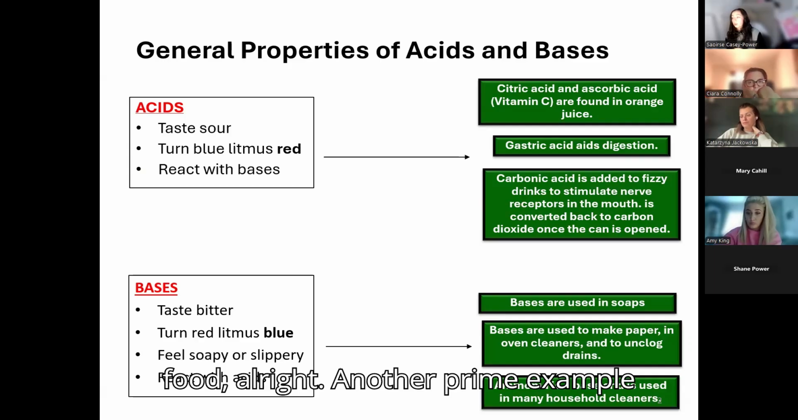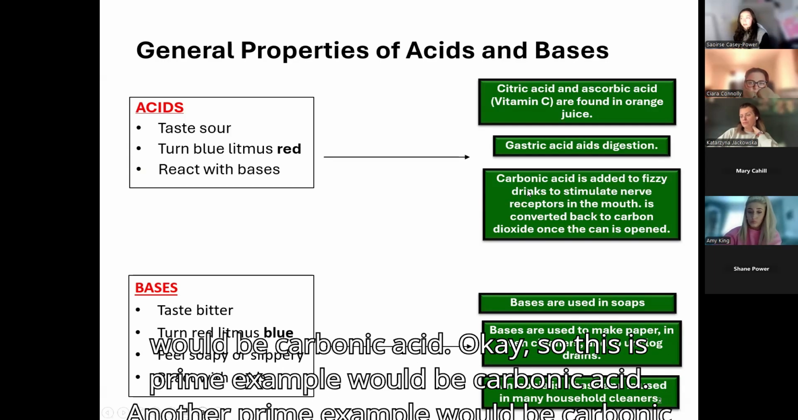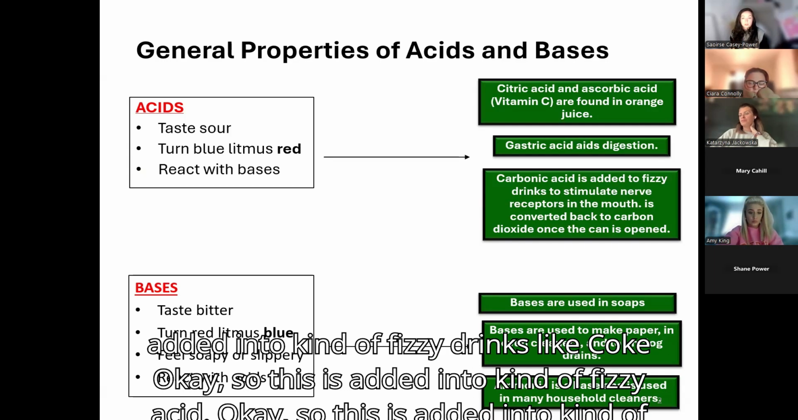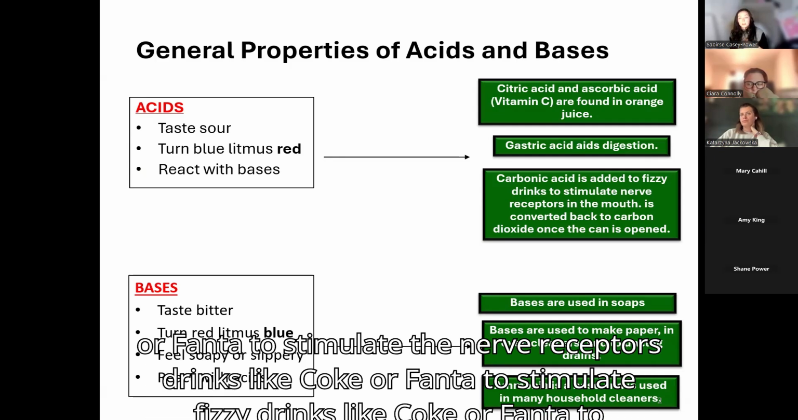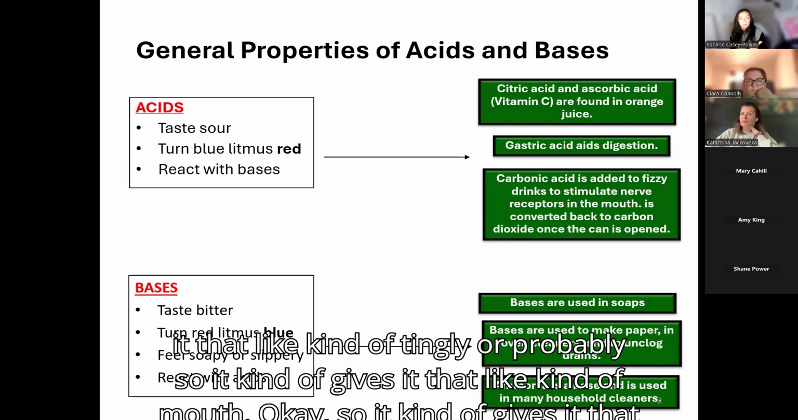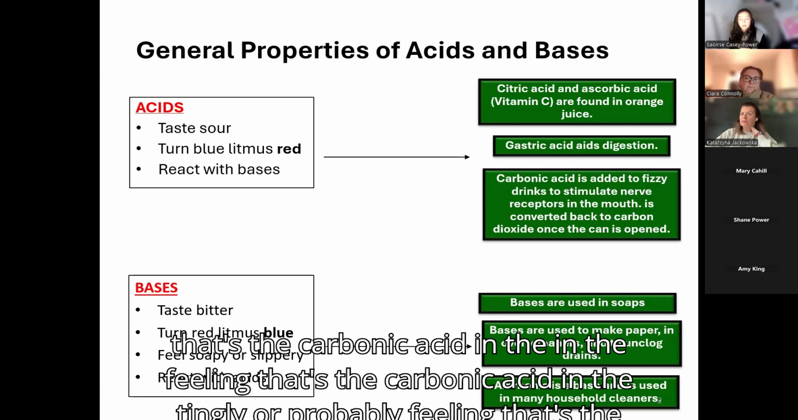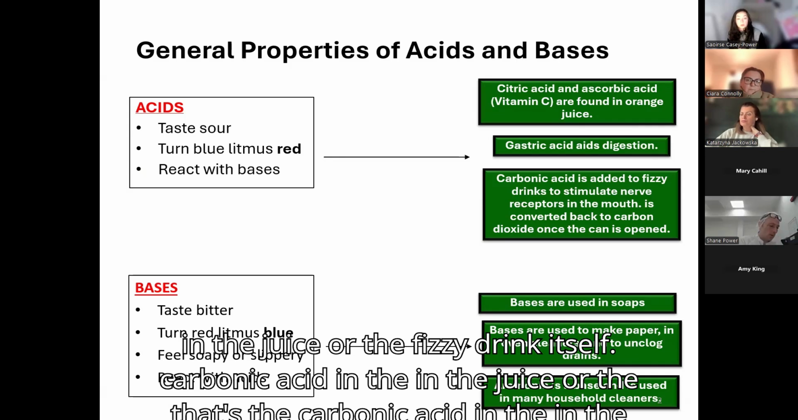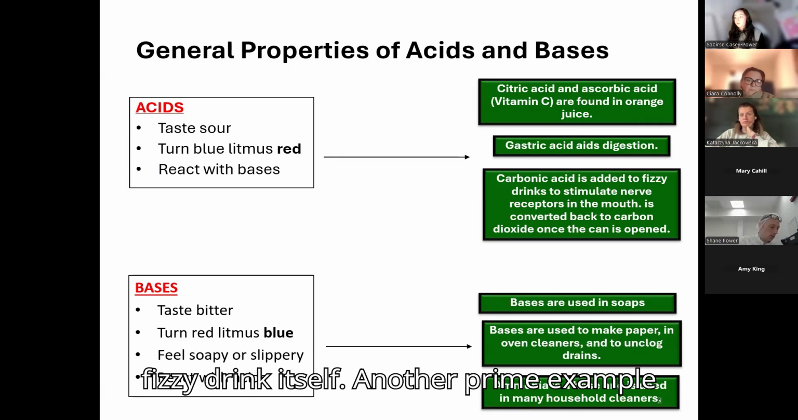All right. Another prime example would be carbonic acid. Okay, so this is added into fizzy drinks like Coke or Fanta to stimulate the nerve receptors in the mouth. Okay, so it gives it that kind of tingly or bubbly feeling. That's the carbonic acid in the fizzy drink itself.